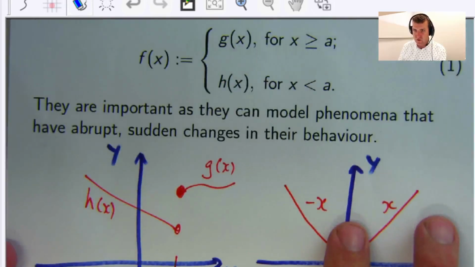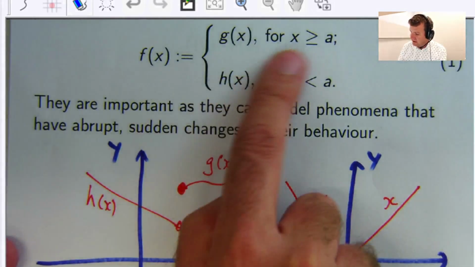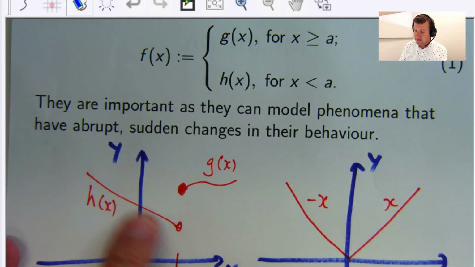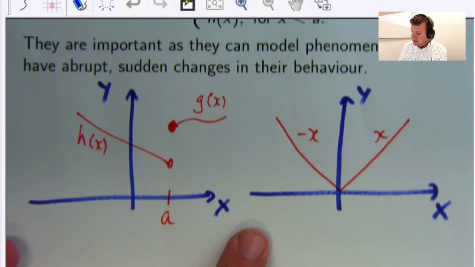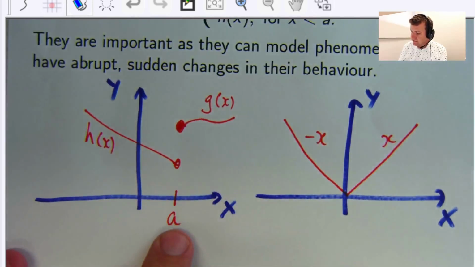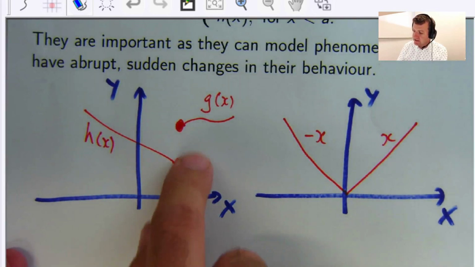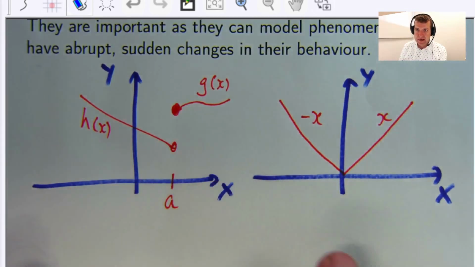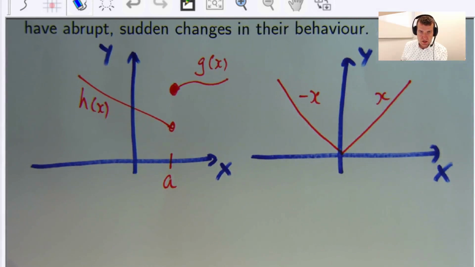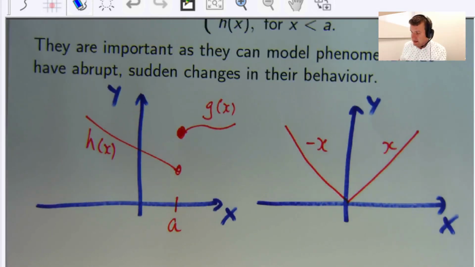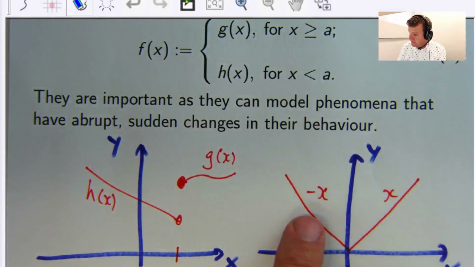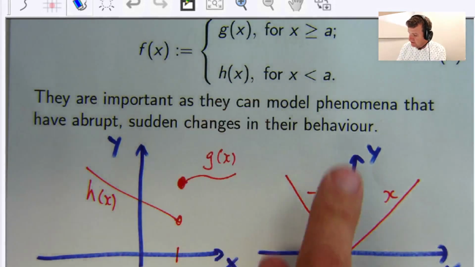So there's one function over here that's your g of x, and that's a little graph of it. And there's another function, say, h of x over here. And you can see that the function changes at the point A. In this picture, I've got a little jump, but that's not strictly necessary. It could be like this. So in this example, g of x would be x and h of x would be negative x.